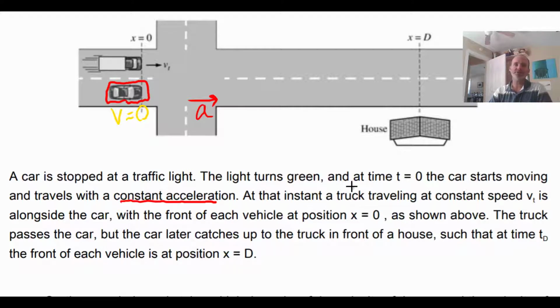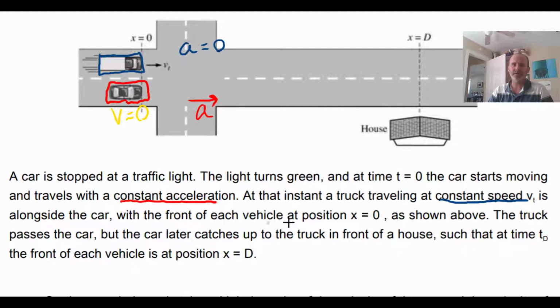At that instant, a truck is traveling at a constant speed, vt, alongside the car. So the truck has a constant speed. I don't know how to change color here. Maybe I can do it here. Okay, so the truck has a constant speed. So in that case, the truck's acceleration is equal to 0. So the v is constant. It's traveling at a constant speed vt.